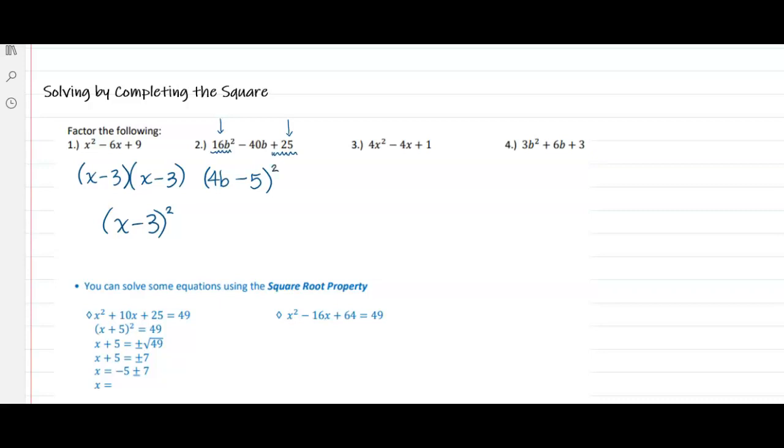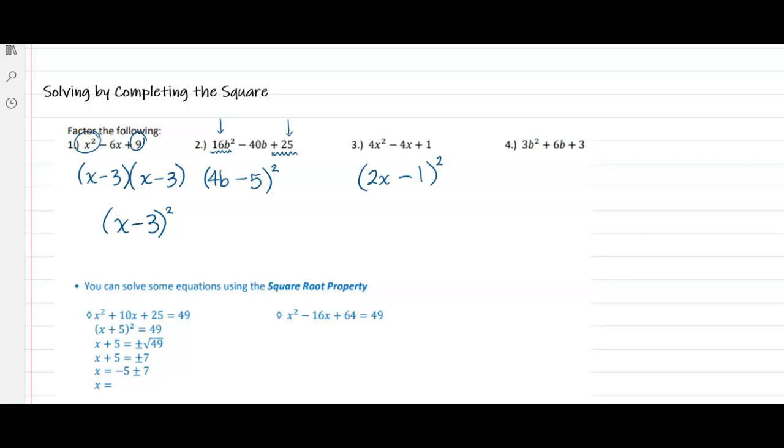If I actually FOIL or box this, I'll get 16b squared minus 20b, which is minus 40b, plus 25. I could have done the same thing here. Write the square root of x squared, the square root of 9, keep the sign in the middle. Let's try the shortcut on this one. The square root of the first term would be 2x, the square root of the last term would be 1, keep the sign in the middle. If I multiply these, I get negative 2x, and double it, I get back to the middle term. So I know I've factored it correctly.